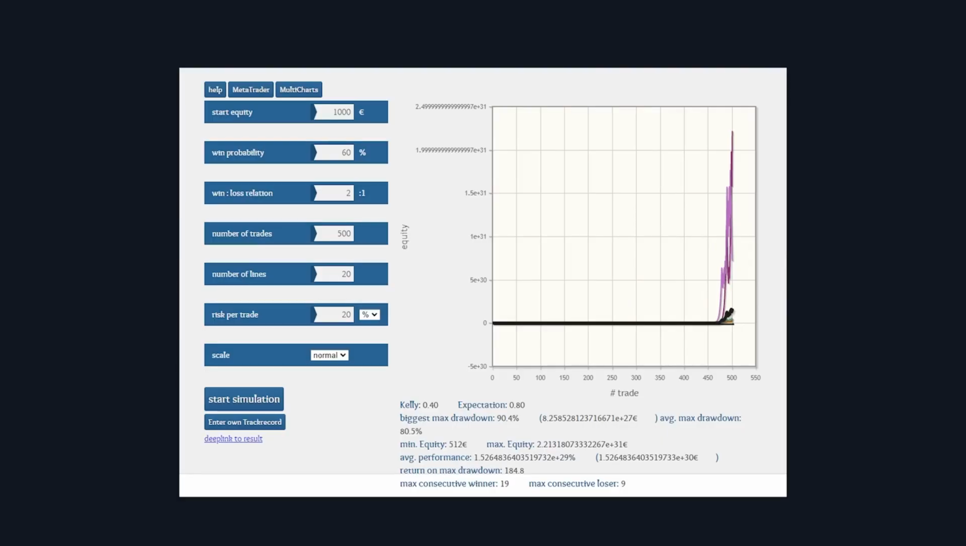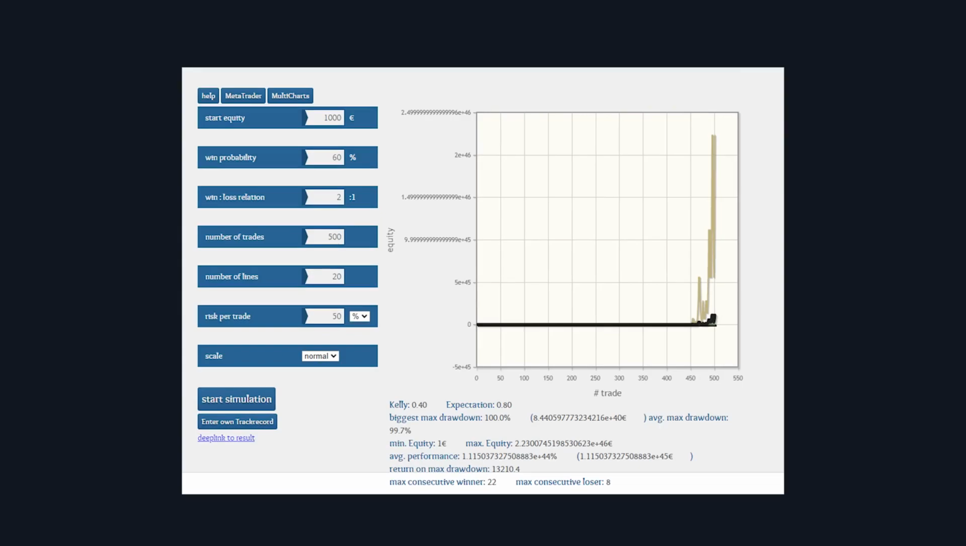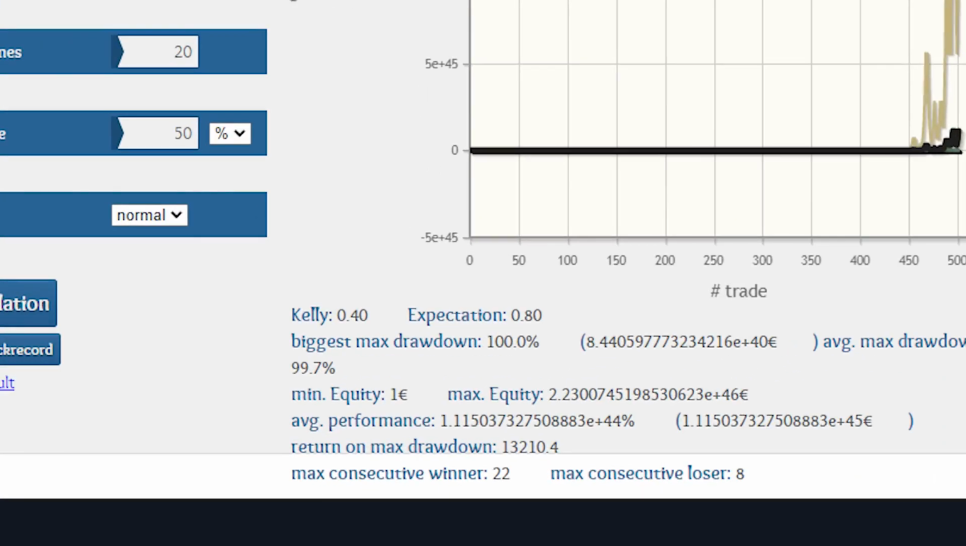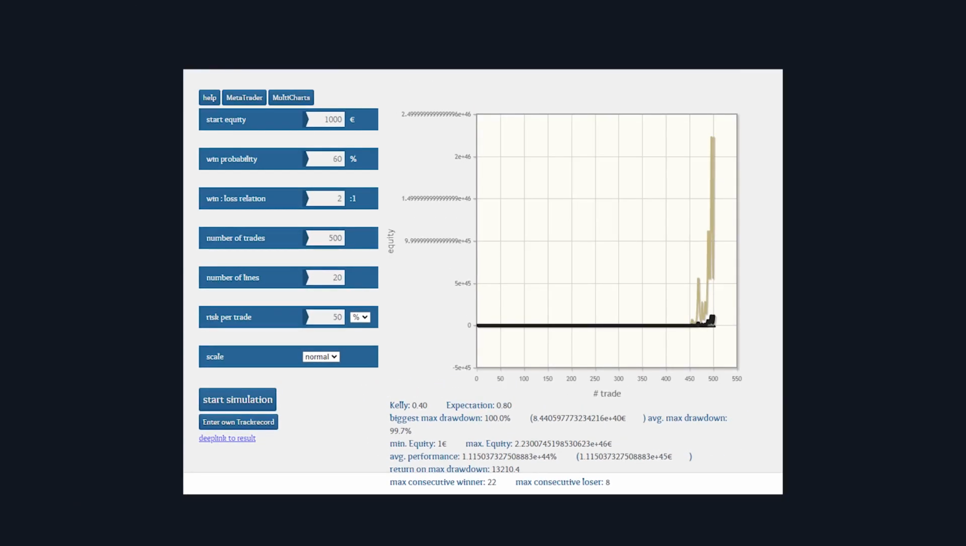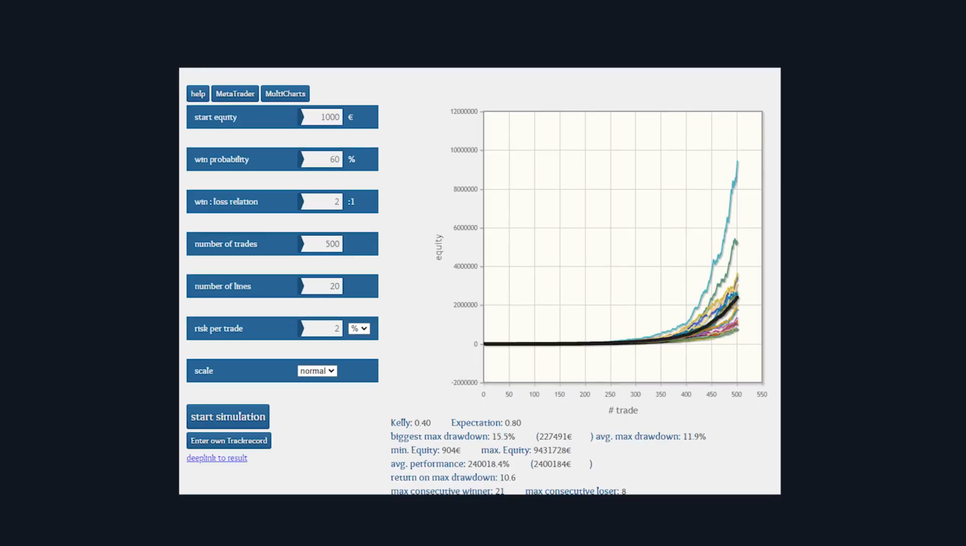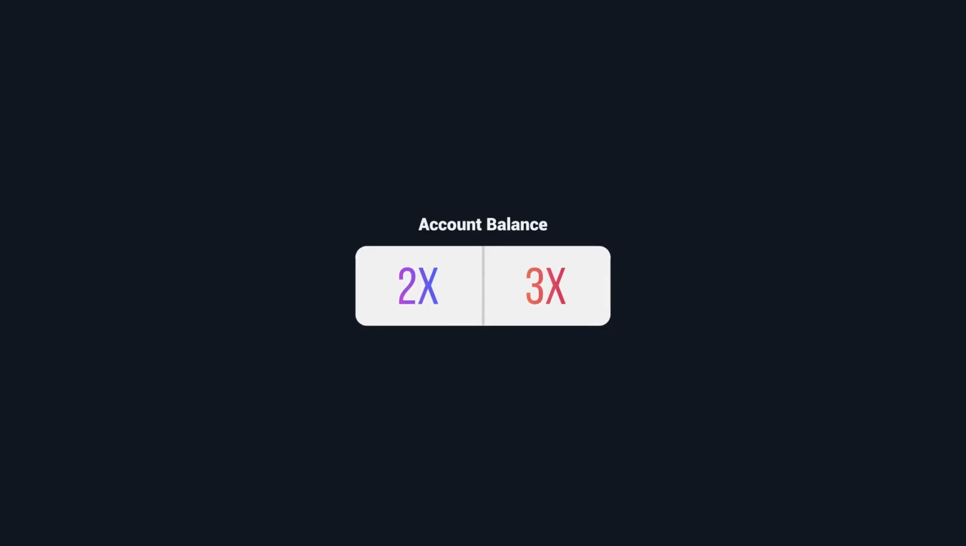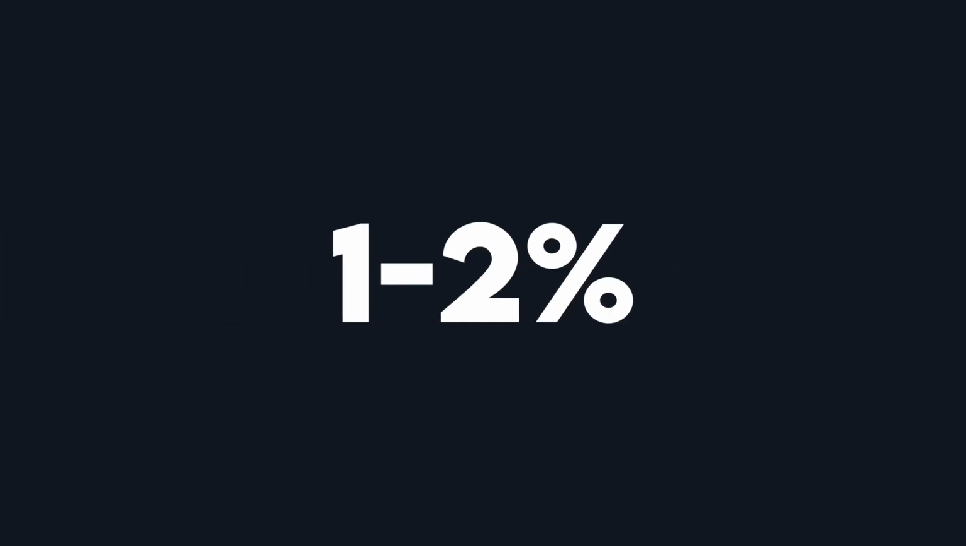Let's see what 50% looks like. Now take a look at the drawdown. 100%. And the average is 99.7. But take a look at if we just risked 2% per trade. The biggest amount we could lose is 15.5% of our account. Now, if you want to double or triple your account within a week, you're not going to get there trading 1 to 2% or even 10%. You have to risk a lot to get high returns like that.